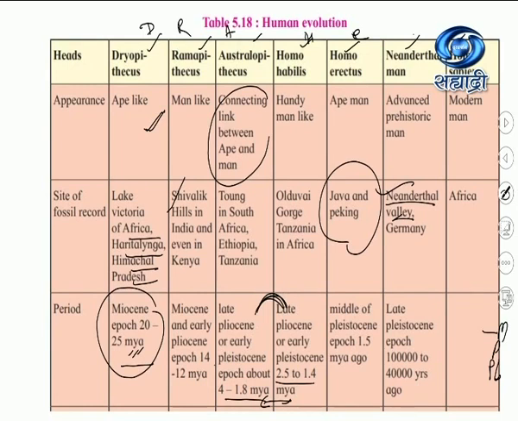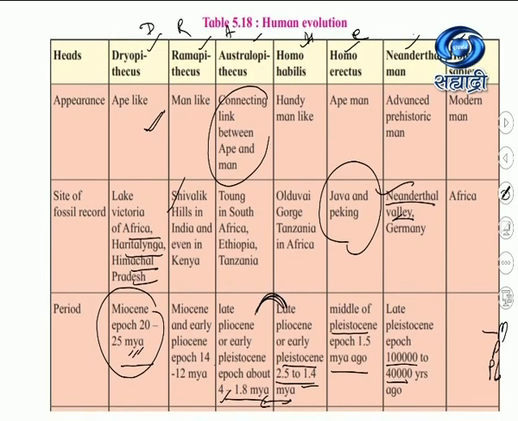Pleistocene is somewhere between 4 to 1.4 million years ago. So 4 million to 1.4 is Pleistocene, isn't it? Then Homo erectus was again found in the middle Pleistocene epoch. 1.5 million years ago is middle Pleistocene. And late Pleistocene is almost 40,000 to 1 lakh years ago.